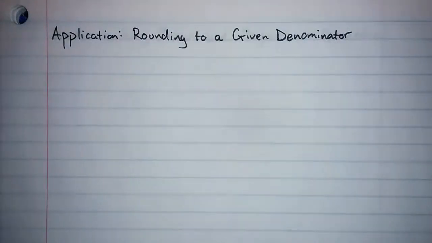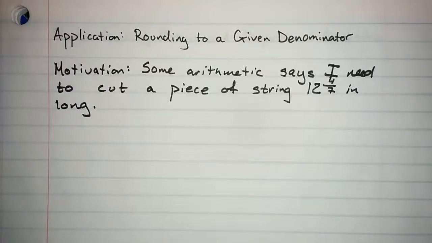Now, one of the cool things that this lets us do is to round a number to a fraction with a given denominator. Okay, this seems like a weird move to make. Let's take a minute to motivate this. Let's say I just did some arithmetic, and it says I need to cut a piece of string that's 12 4/7 of an inch long.